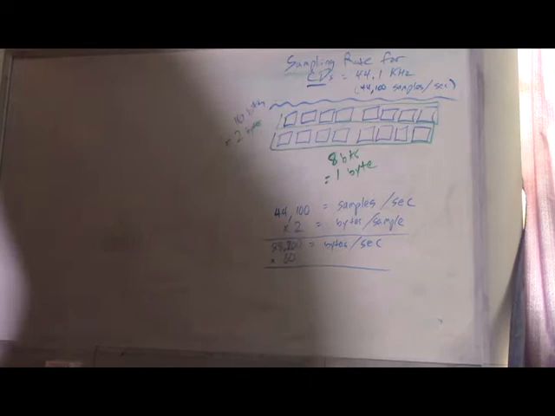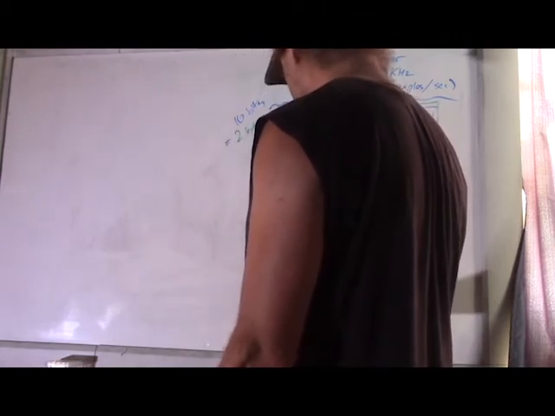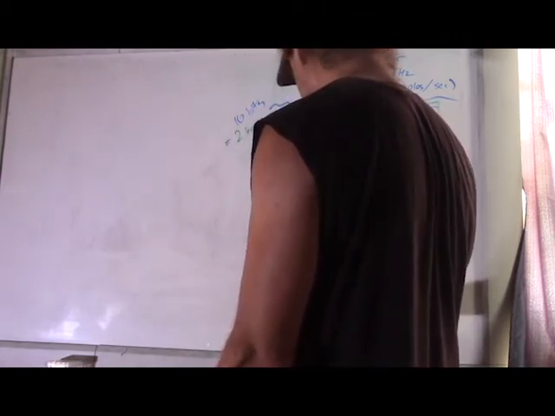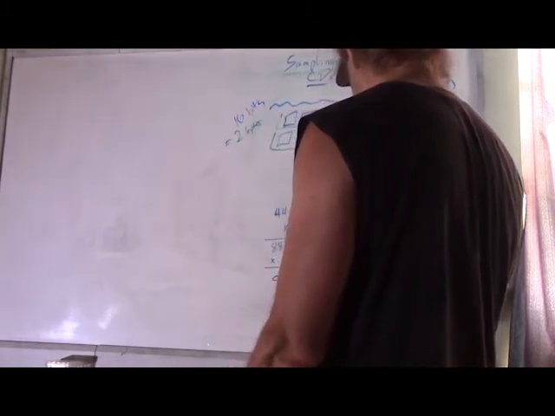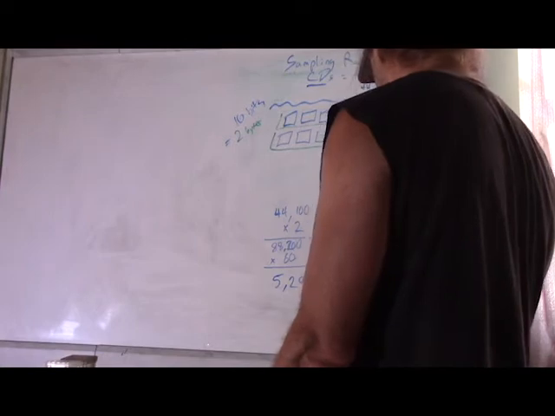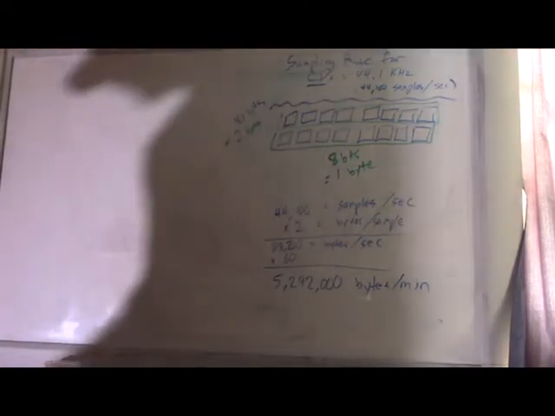Okay, 88,200 bytes per second times 60 seconds equals, you can check my math, I get 5,292,000 bytes per minute. Let me double check that again.